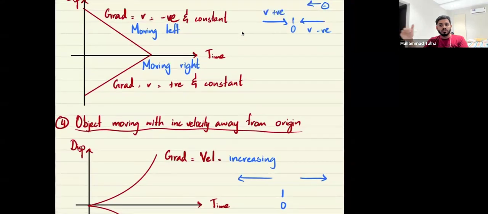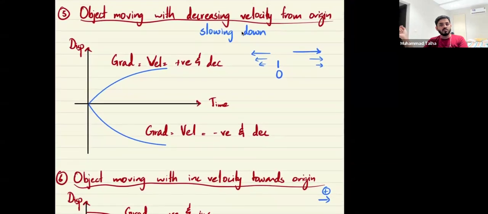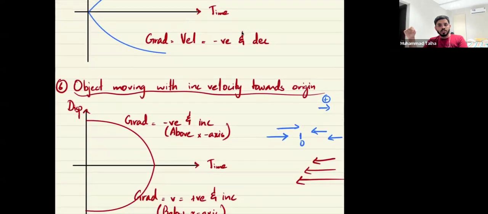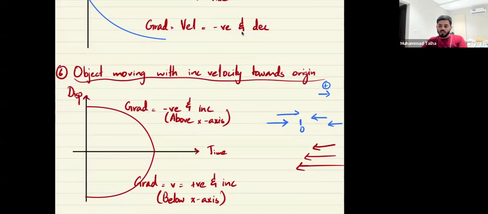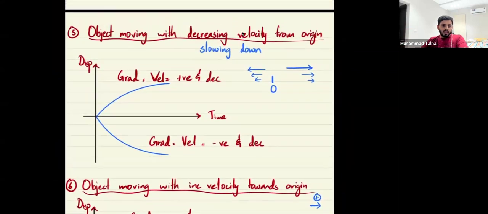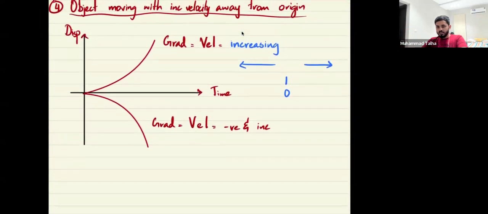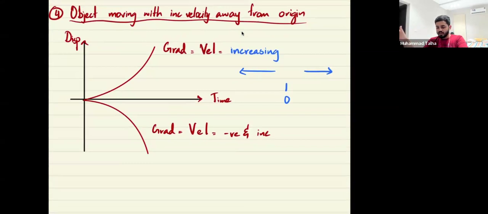So you must know what each graph shape represents. Similarly, this is decreasing velocity from the origin. So it's going away, but it's sort of slowing down. That's what this graph looks like. Object moving with increasing velocity towards the origin. These are just different types of graphs. And again, I don't want to explain this in a lot of detail to a lot of the students because it's possible that you guys have studied this a bit differently. Every teacher has a slightly different way of teaching kinematics. This is one way. So that's what this is.